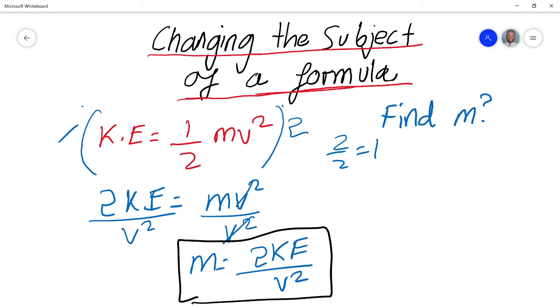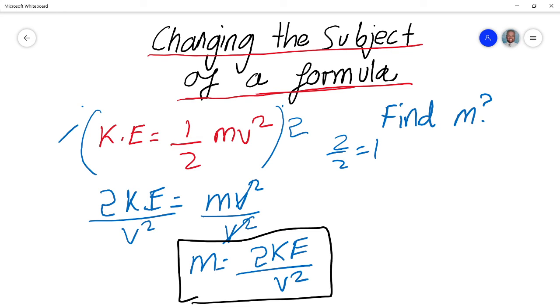All right, so what we've done is we've multiplied by 2 so we can get that fraction and make that into a whole number, which is 1. So that's 2KE equals mv squared, divide by v squared, and we've got m is equal to 2KE over v squared.